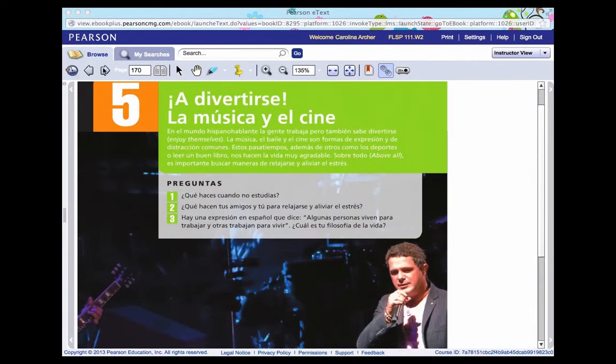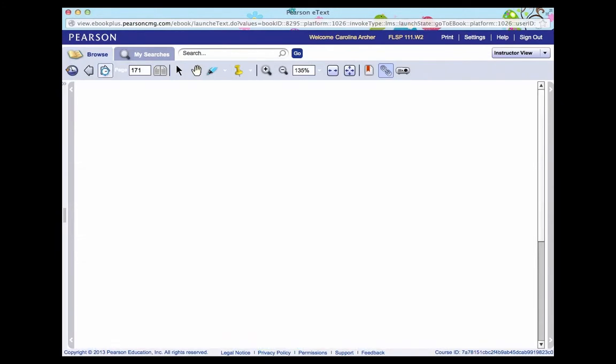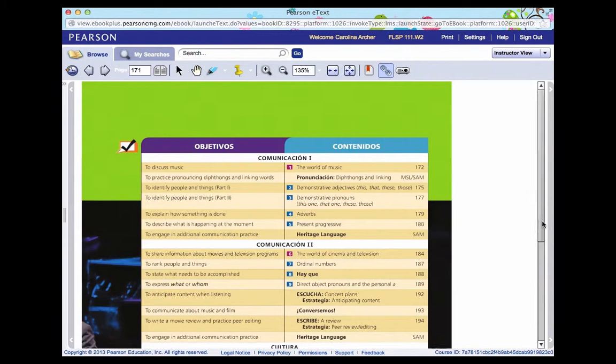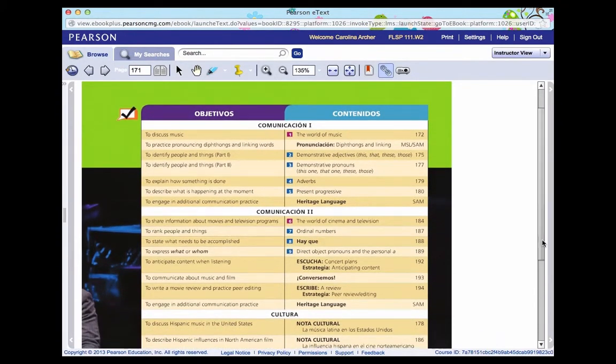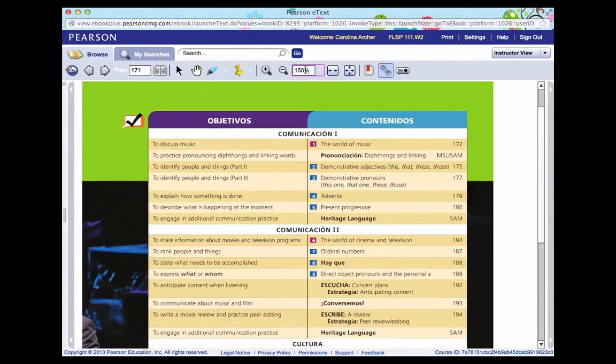Okay, so I'm going to look at the content of what we're going to be looking at. We're going to discuss music and vocabulary for music, and we are going to practice pronouncing diphthongs and linking sounds, and identify people and things with demonstrative adjectives like this and that and these and those, and demonstrative pronouns, this one, that one, these and those. And the good news is that they are exactly the same. The adjectives and the pronouns are exactly the same. Okay, but we're going to see how we use them.